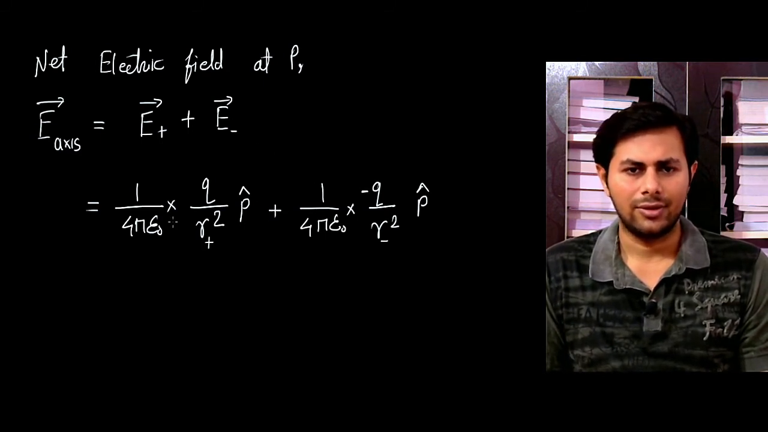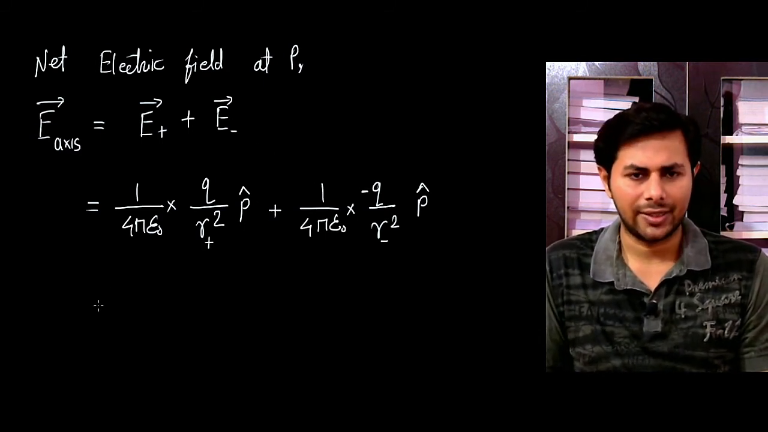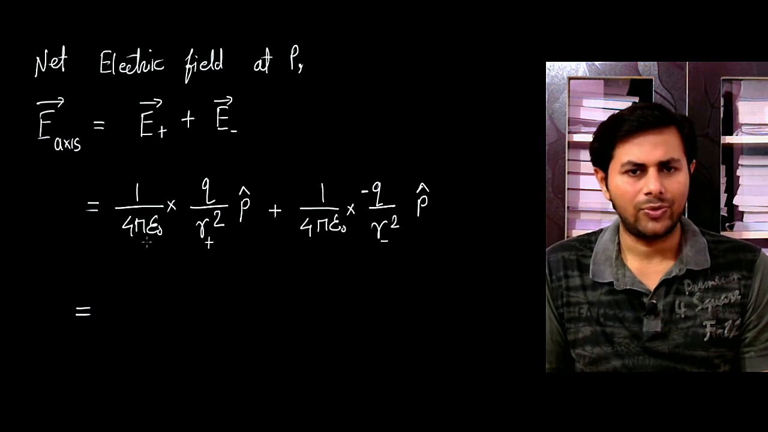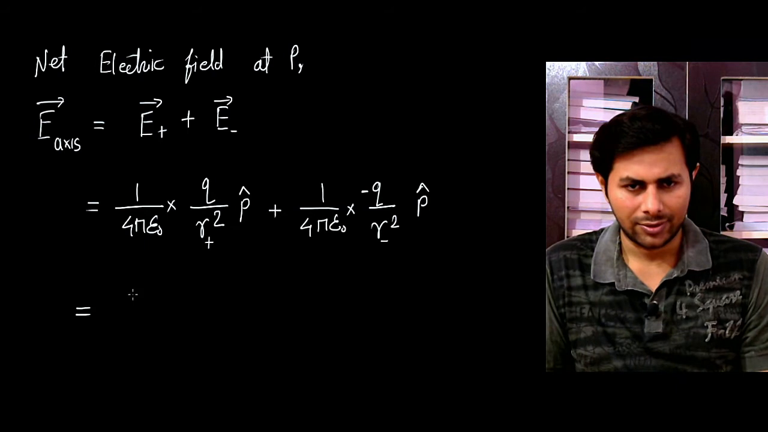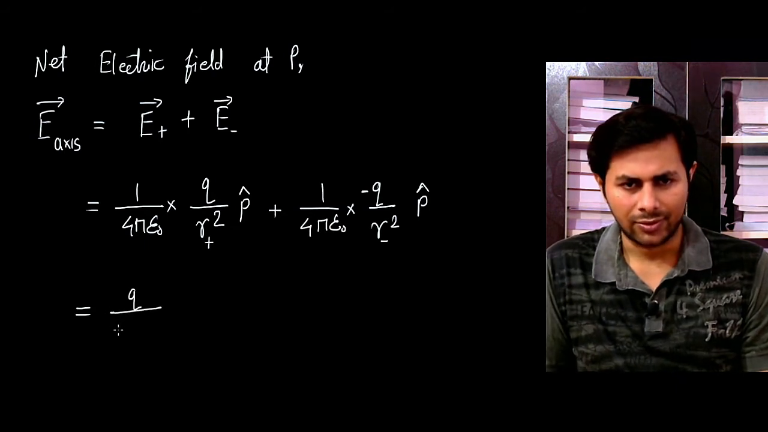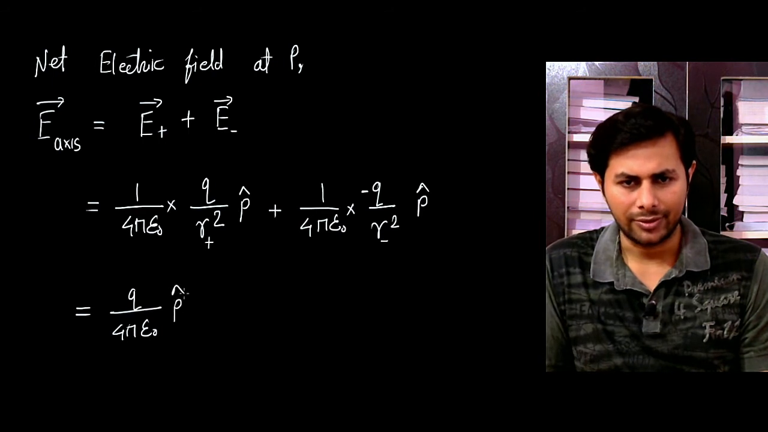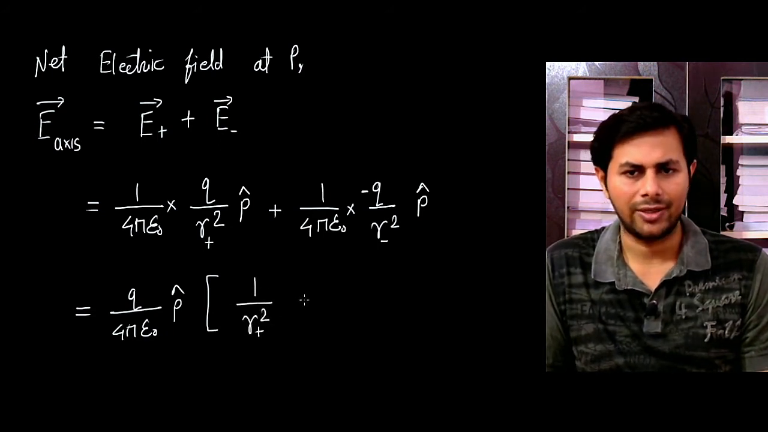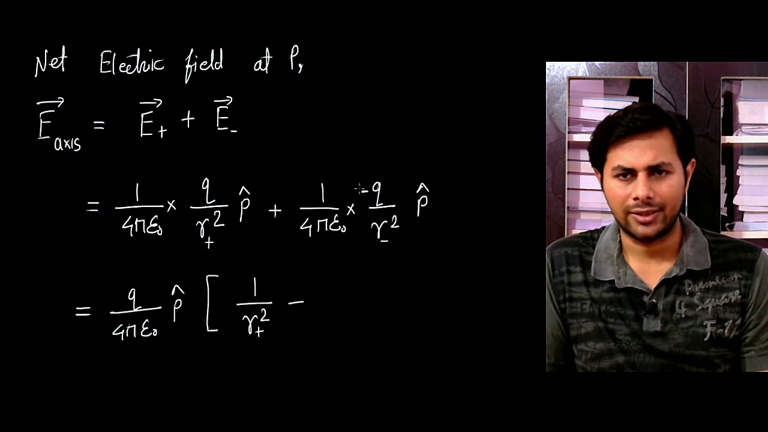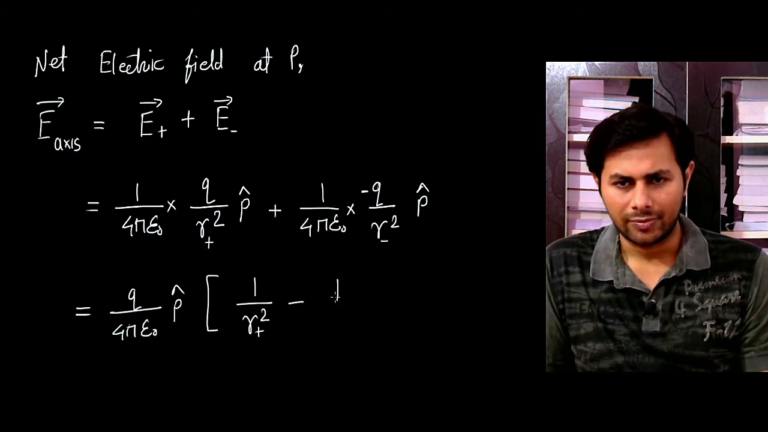So now from this we can take 1 over 4 pi epsilon naught times Q common. So I can take Q over 4 pi epsilon naught and P cap also common from these two terms. So I am left with 1 over R plus squared and this negative sign from here, minus 1 over R minus squared.